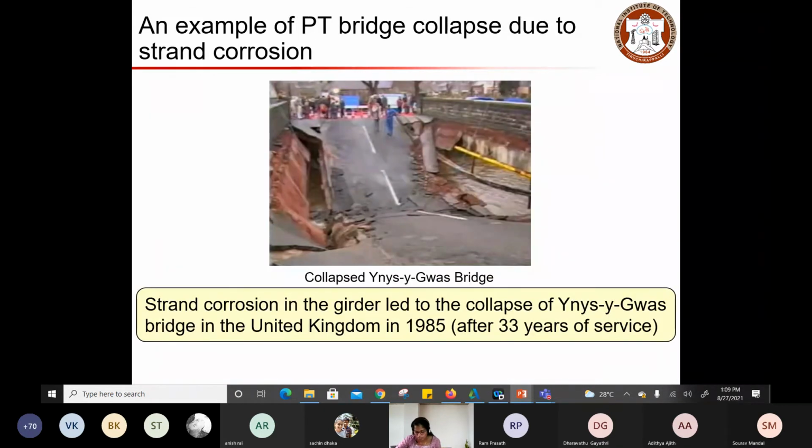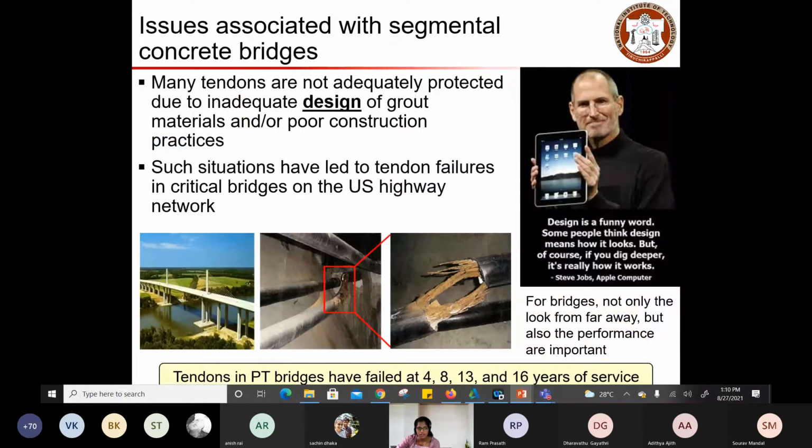These are some of the examples which indicate pre-stressed concrete systems that collapsed due to strand corrosion. This is an example of a bridge girder collapse: the Francis Bridge in the United Kingdom in 1985. It collapsed in just 33 years of its service, whereas it was designed to serve for about 100-plus years. These are examples of premature corrosion of pre-stressed concrete systems. And this is just an indication of why we need to give such importance to the design stage itself to ensure long serviceability.